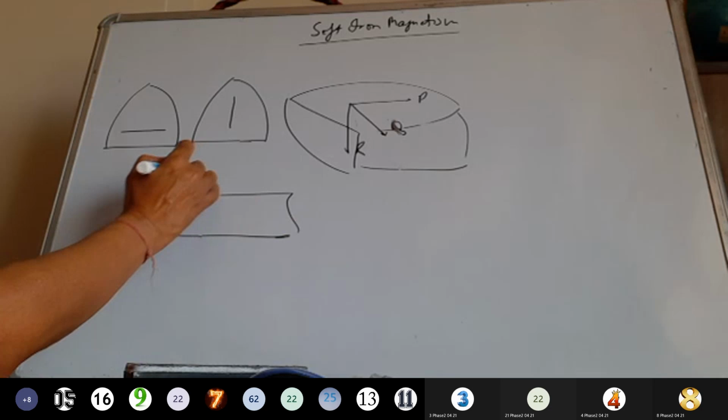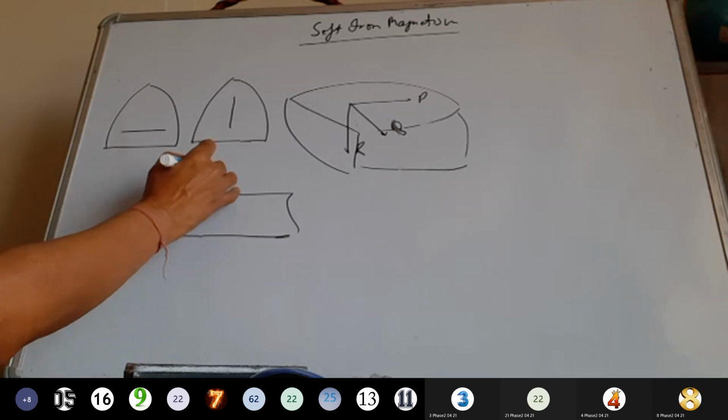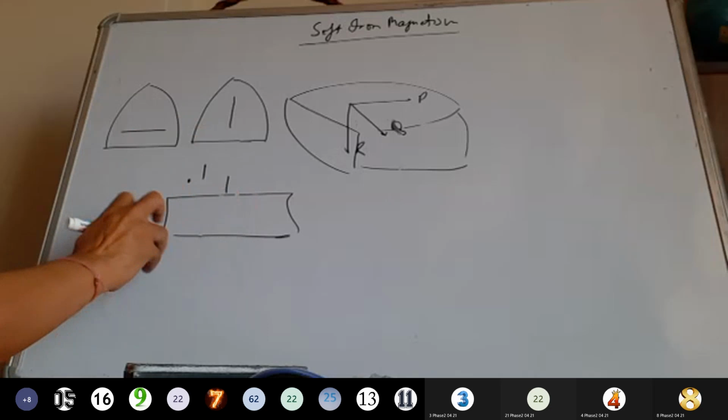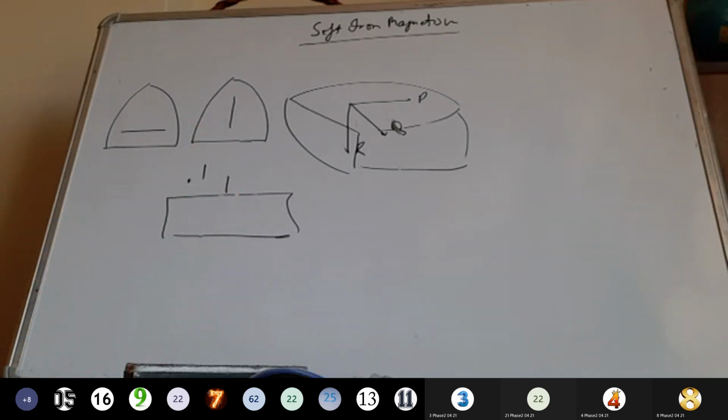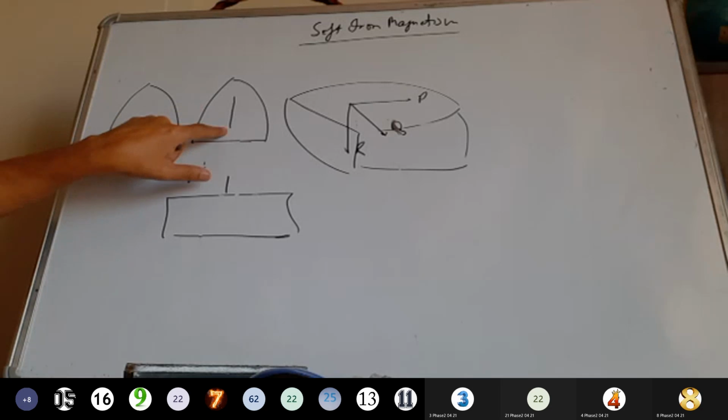Vertical soft iron, let us say this is the compass position. So we show the vertical soft iron like this. Like this, like this. Let us talk about this and this.